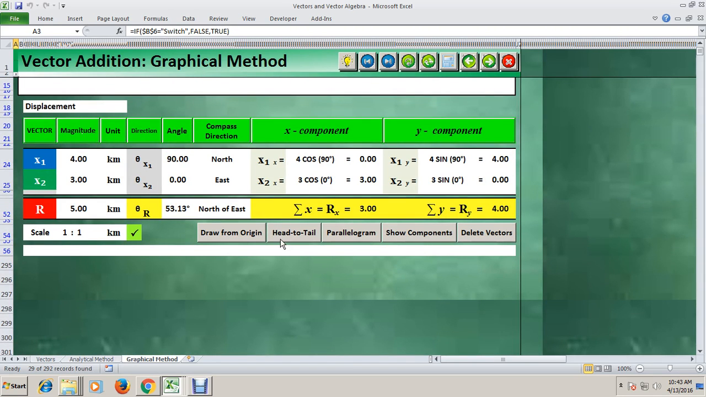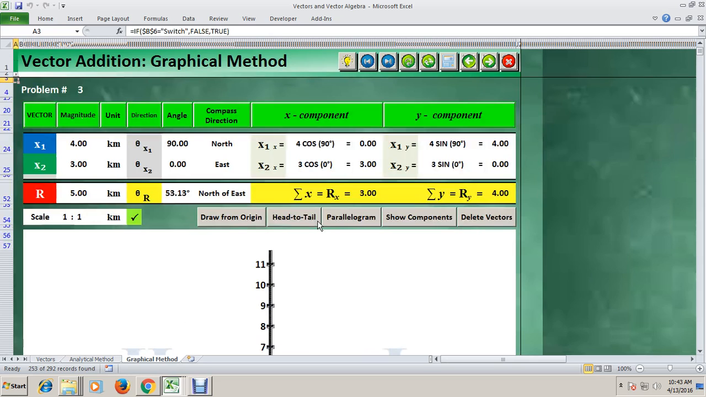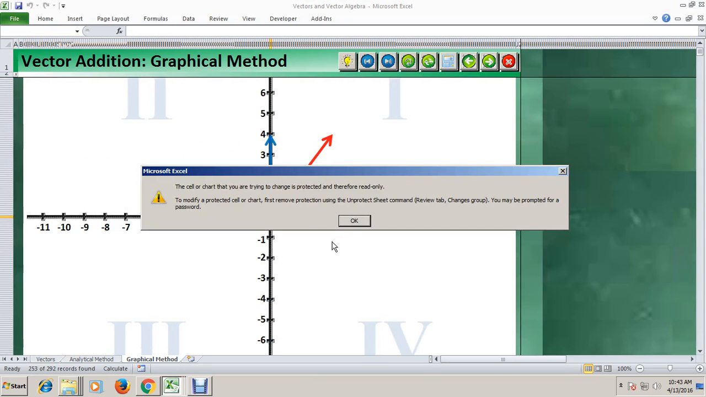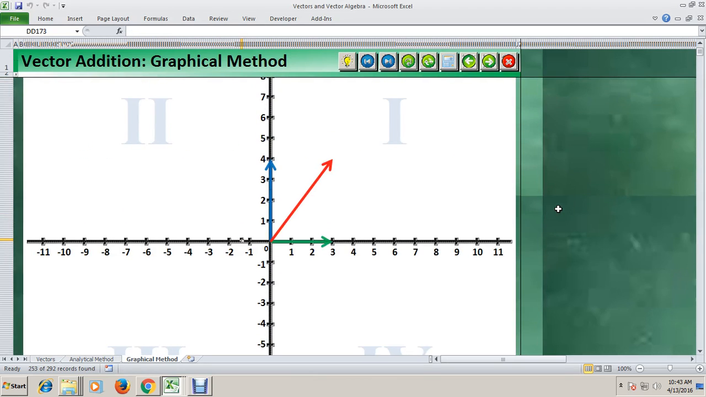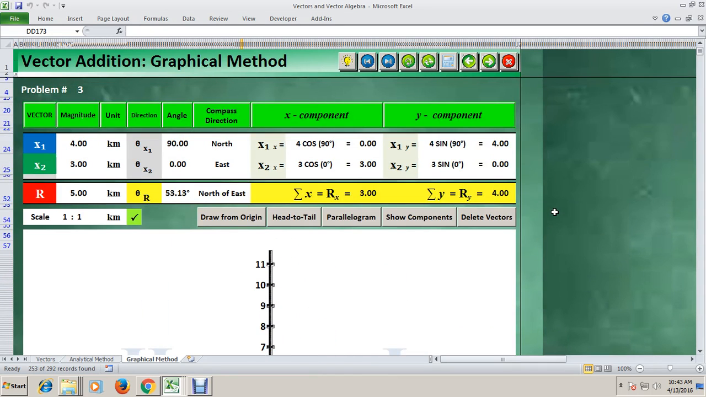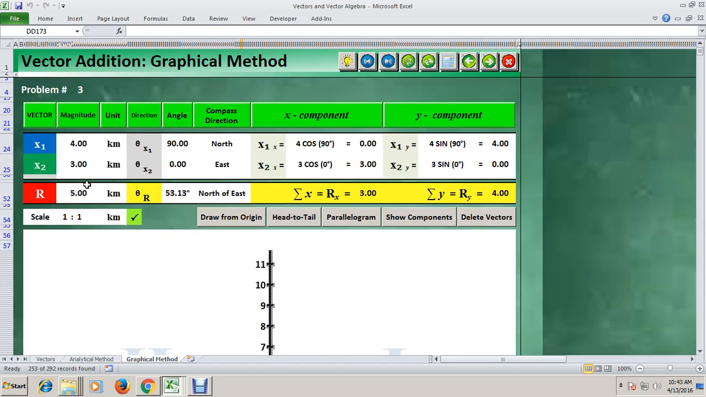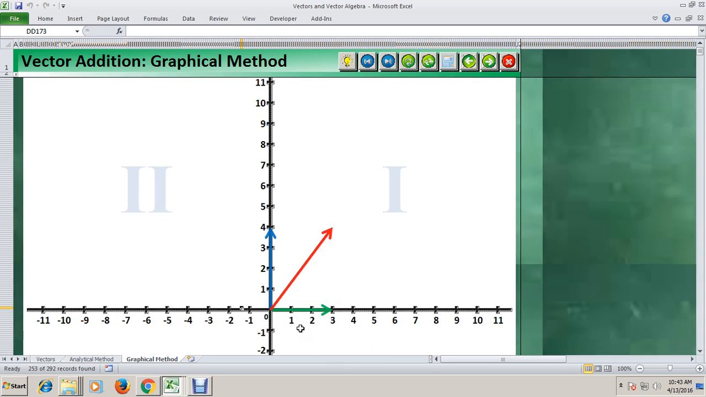Okay, so let's draw the two vectors from the origin. Let us remove first the previous vectors. Let us draw this from the origin. Try to notice that this time each of the vectors is on different axes. Our first vector, the blue vector, is on the north direction, therefore it is on the y axis here. The second vector, the green vector, is on the east direction, so it is on the positive x-axis.